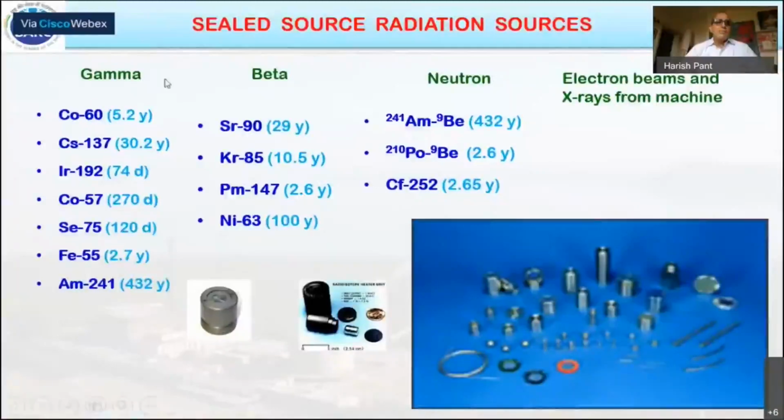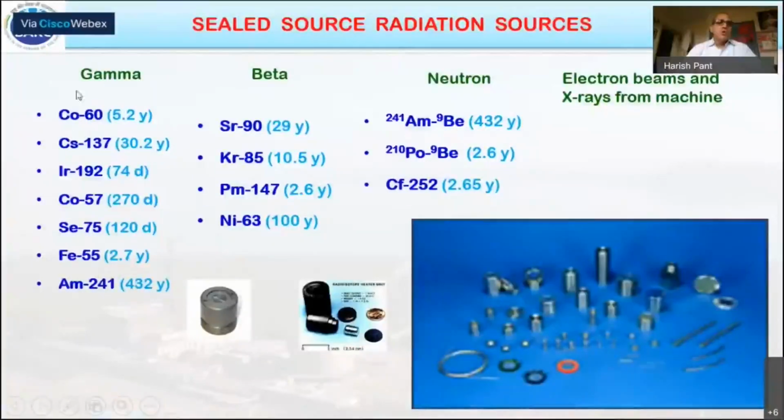Now the sealed sources which emit the various radiations are gamma radiation sources, the beta radiation sources, neutron sources, and sources of electrons and X-rays, and they are produced from machines like X-ray machines or electron beam accelerators. So these are some of the very commonly used sealed radioisotope sources which are used in industry.